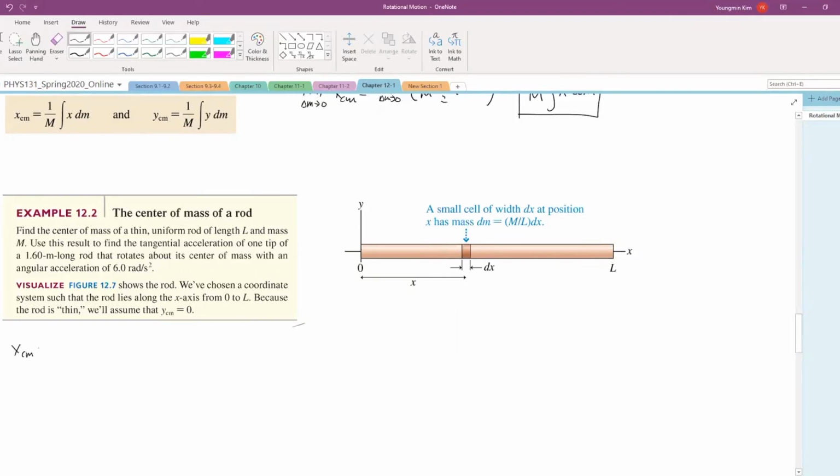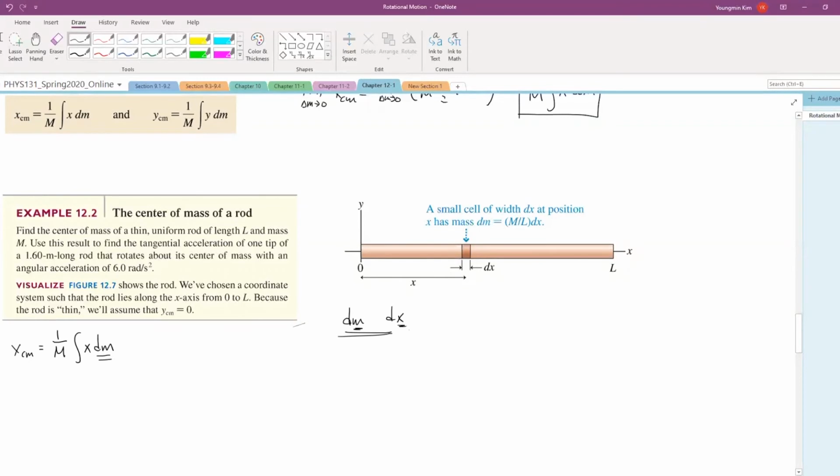So, let me write here that the original equation is 1 over M integral of x dm. Now, as strange as it may sound, my job every time of using this equation is to substitute dm with dx so we can actually integrate it. This substitution, the relationship between dm and dx, will depend upon the shape of an object and how the mass is distributed in terms of length.